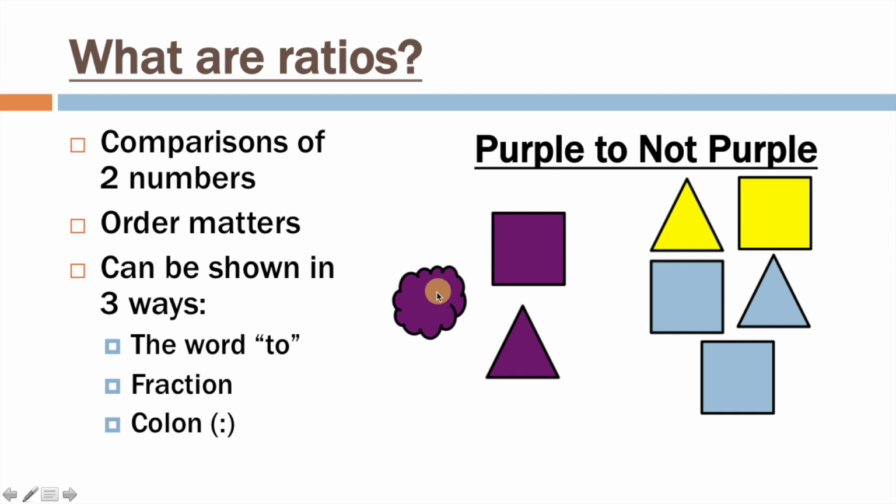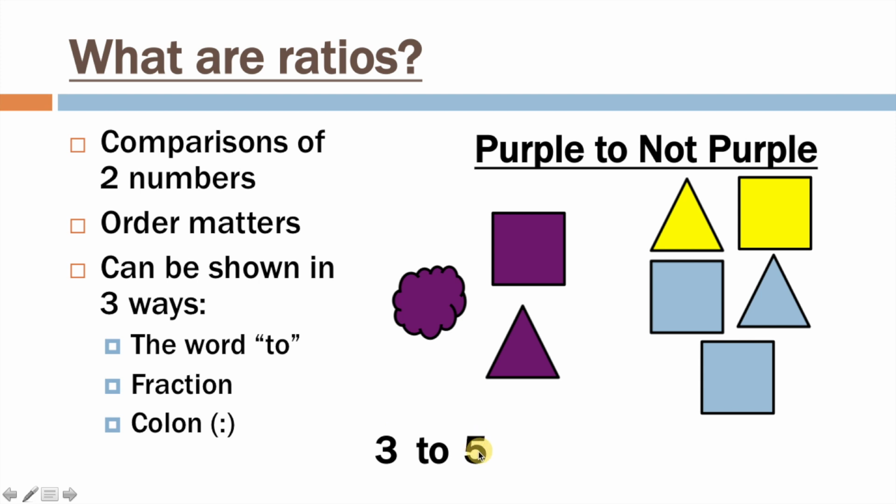Well, let's see. Here we have 1, 2, 3 shapes that are purple. So that'll be the first number in our ratio. That's 3. We'll put that first. And then we'll write the word "to" right next to it. And the second thing we're going to write is the number of shapes that are not purple. How many shapes do you see here that are not purple? 1, 2, 3, 4, 5. So here we'll write 5. And therefore, the ratio of purple shapes to not purple shapes is 3 to 5.